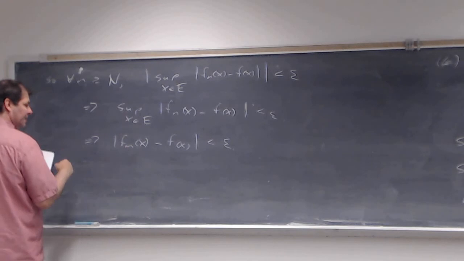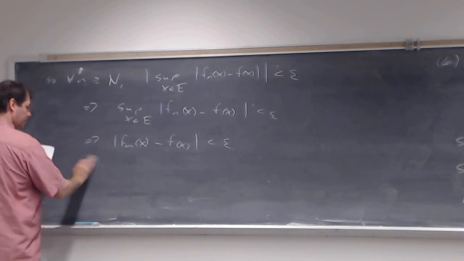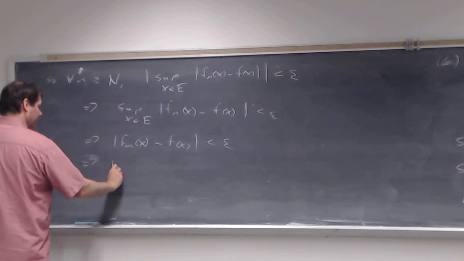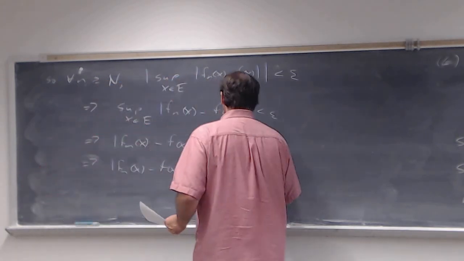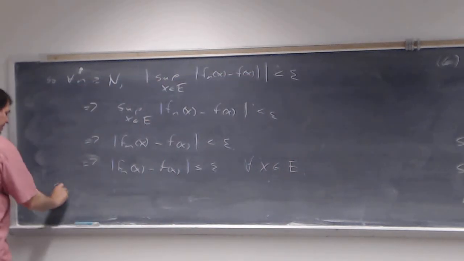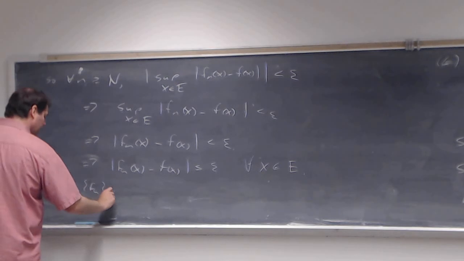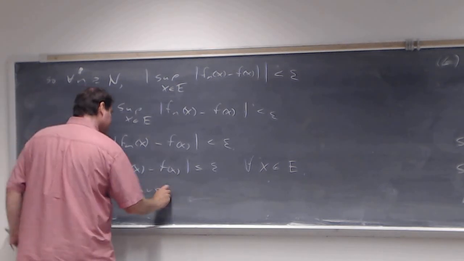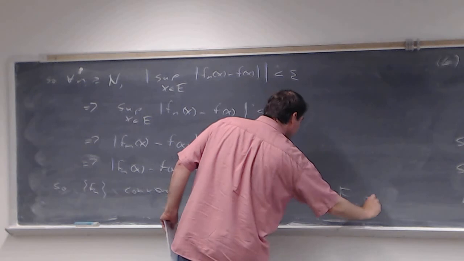That's true for all little n bigger than big N, and that implies, I'll just rewrite that, the norm of f sub n of x minus f of x is going to be less than or equal to epsilon, and that's true for all x an element of E. And that's what we needed to show, that the f sub n converge uniformly to f on E. So that is that proof.